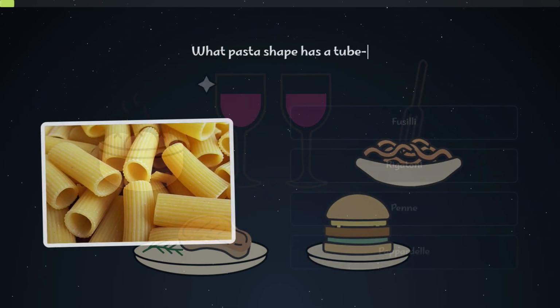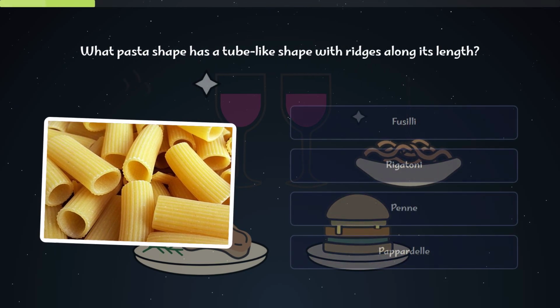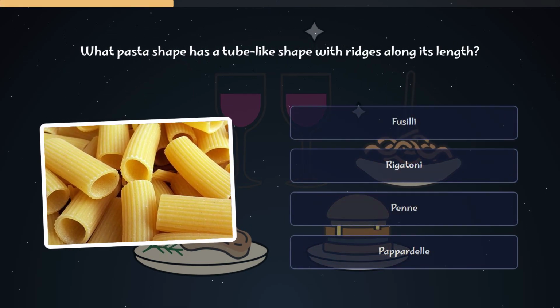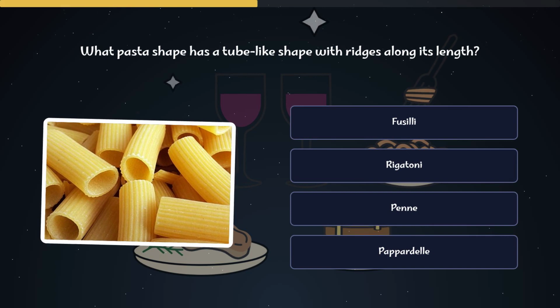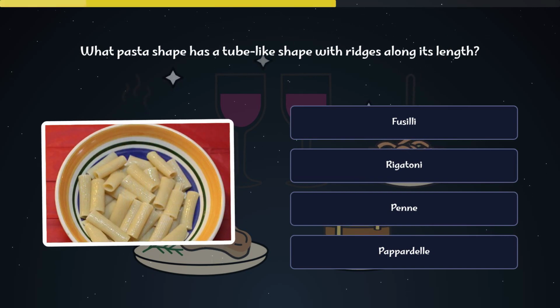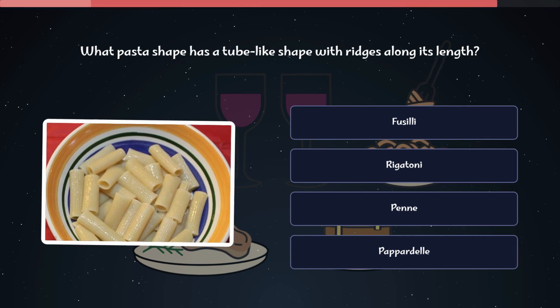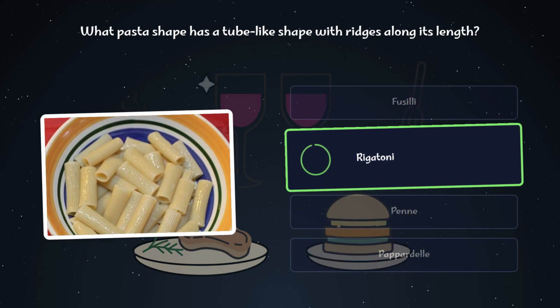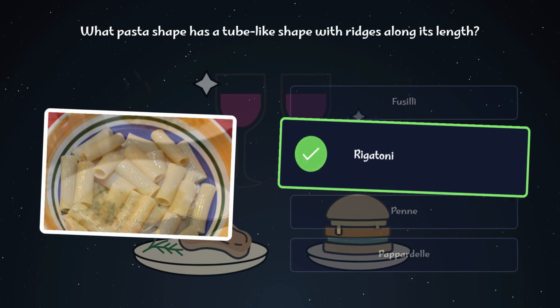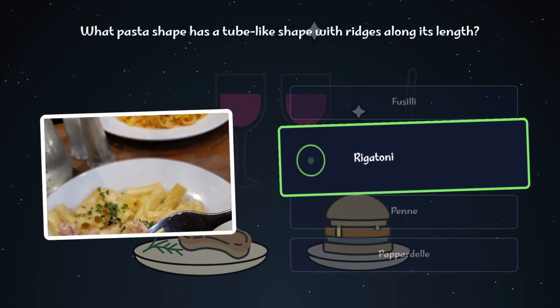What pasta shape has a tube-like shape with ridges along its length? Rigatoni is a pasta shape that has a tube-like shape with ridges along its length, allowing it to hold sauces well.